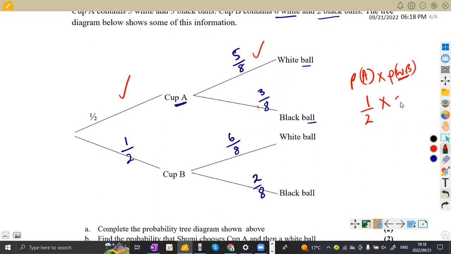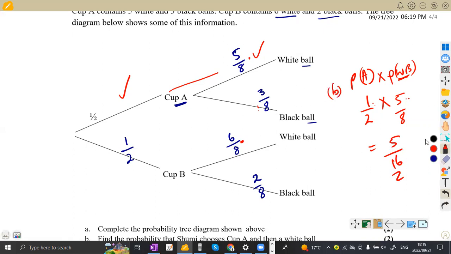It's 5/8. But we are not talking about the white ball in cup B. We are talking about the one that is from cup A. So you can multiply 1 by 5. Since we can't reduce here, just multiply 1 by 5, that is 5. 2 by 8, which is what? 16. All right, so that was our B part.